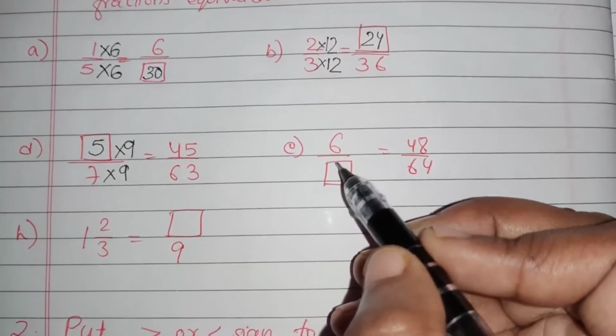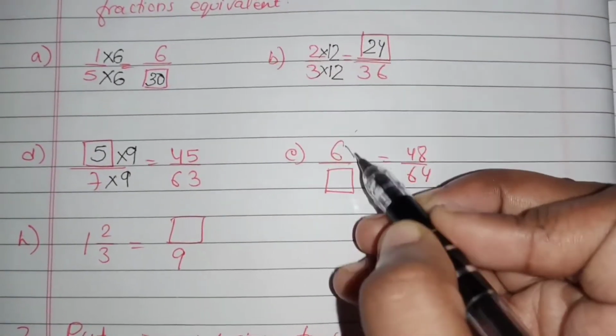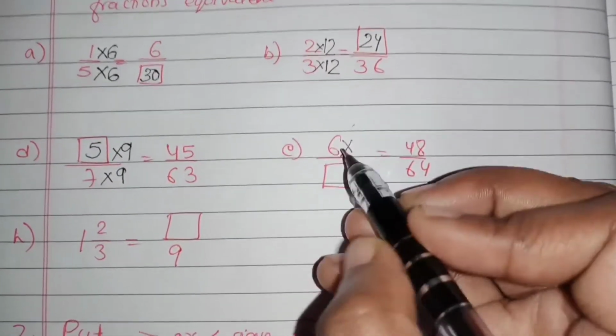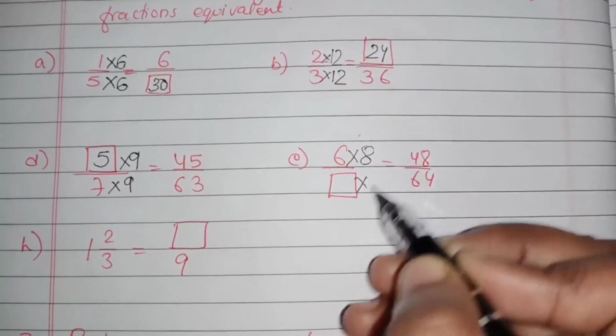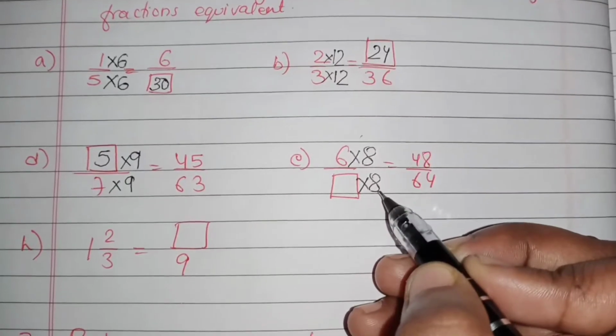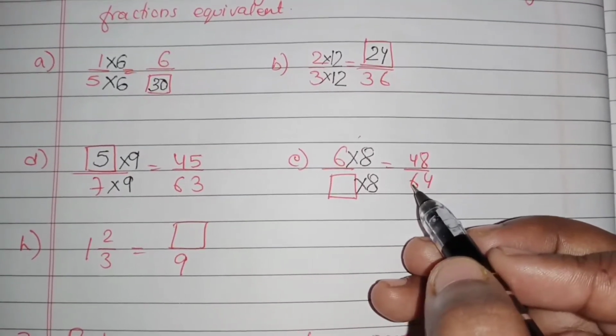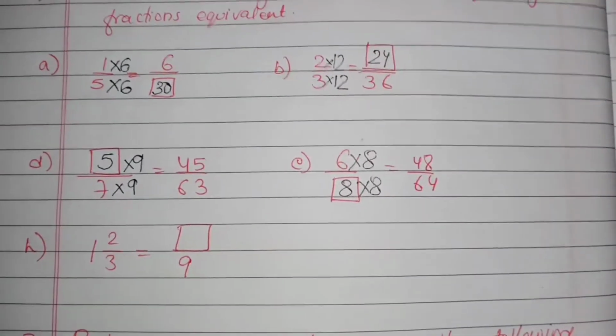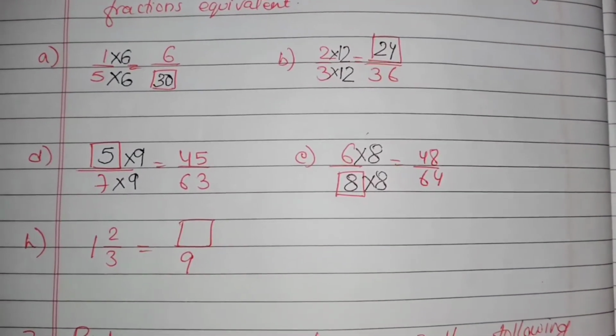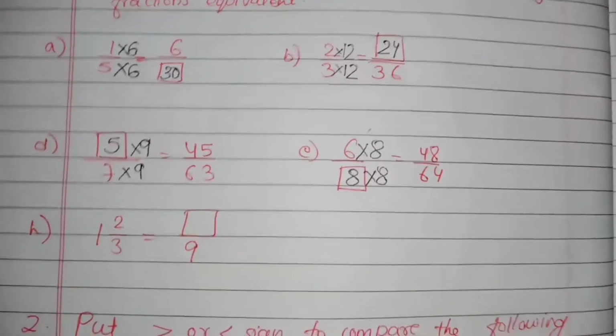Again see here, now this side denominator is missing, no problem. 6 8s are 48. Down also it will be there. Now 8 8s are 64. 6 8s are 48. Okay, now H.